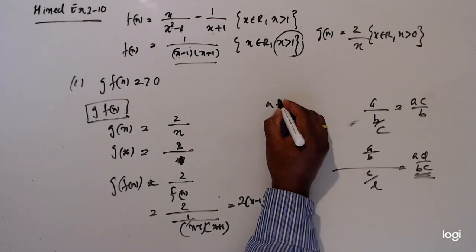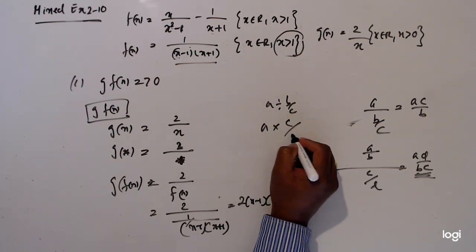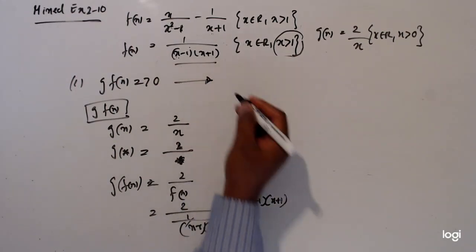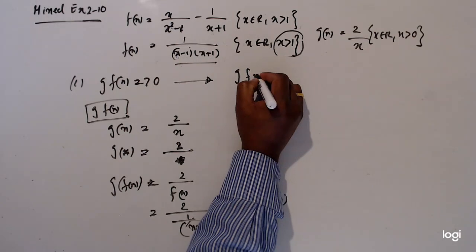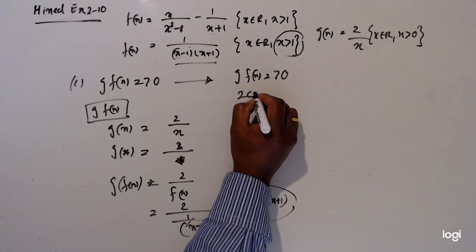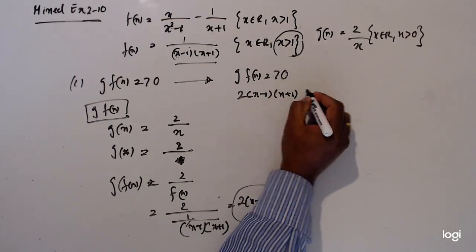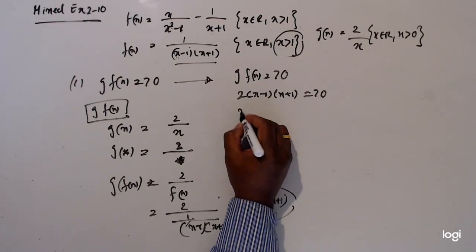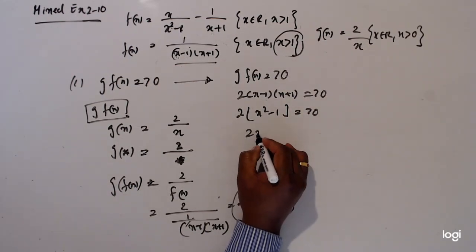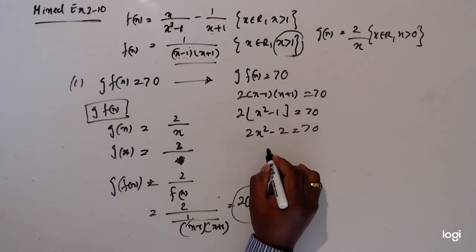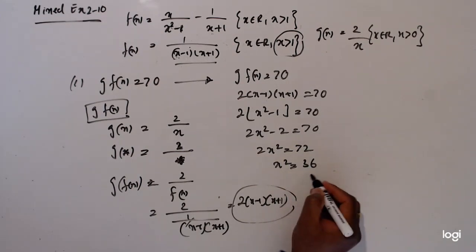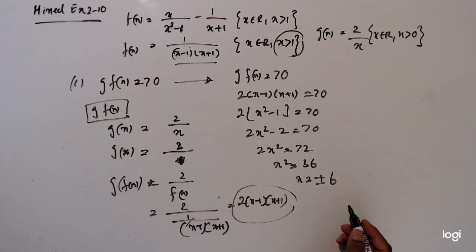Why this is A divided by BC, A multiplied by CB, that is AC over B, same as you can. So this one, g(f(x)) equals 70. Now g(f(x)) means we know that 2 times (x minus 1)(x plus 1) equals 70. So this is 2(x square minus 1) equals 70, 2x square minus 2 equals 70. 2x square equal 72, x square equal 36, x equal plus or minus 6.